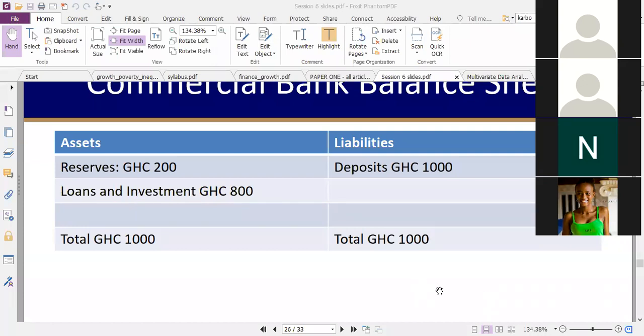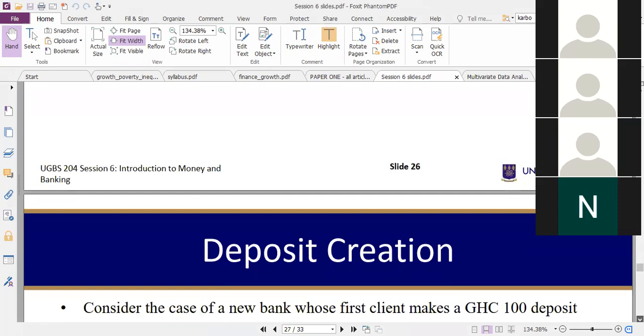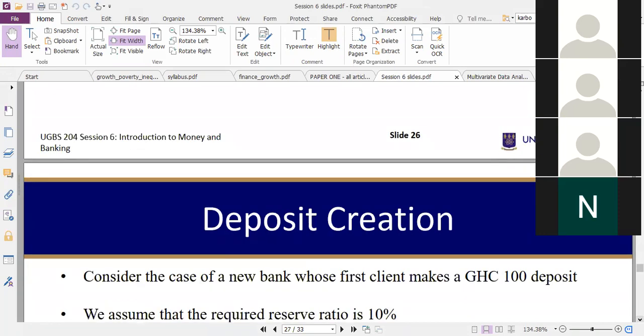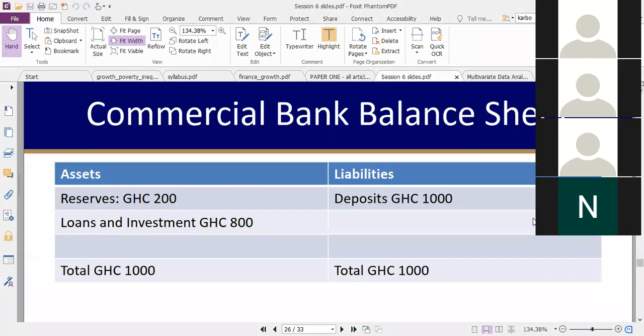Okay, so let's go to deposit creation. There's the point where I want you to take them from that place. This place, this one. Yes, please. All right. So all that I was trying to say is very simple here. When you give your money to the bank, the bank will record it as a liability because they feel like they're owing you. So they have to pay you back. So that's the deposit here.